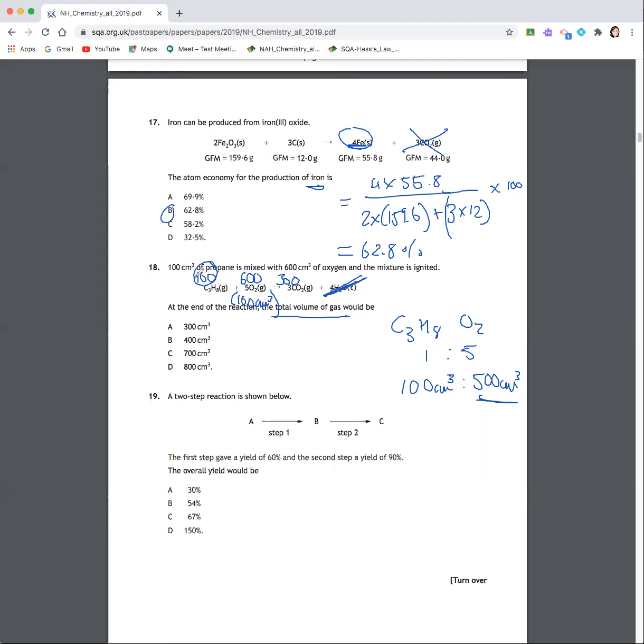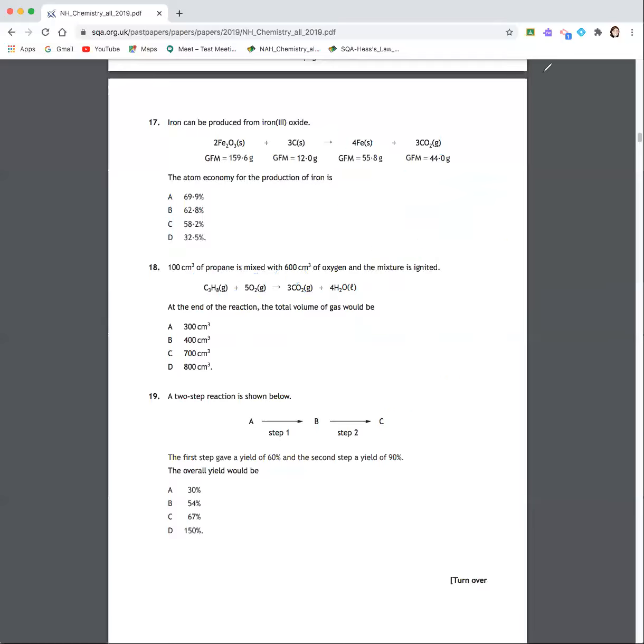So you're going to react all of your propane, so that's going to disappear. You're going to use up 500 centimeters cubed of your oxygen, so you will have 100 left, and then you're making 300 centimeters cubed of carbon dioxide. So altogether, that adds up to 400 centimeters cubed of gas. The water doesn't count because it's in a liquid state. If it was a gas, you would include that as well, and that would equate to 400 centimeters cubed, because it's 4 moles, so you would end up with 800 at the end. Don't forget to add on any excess gas reactants if it asks for the total volume of gas.